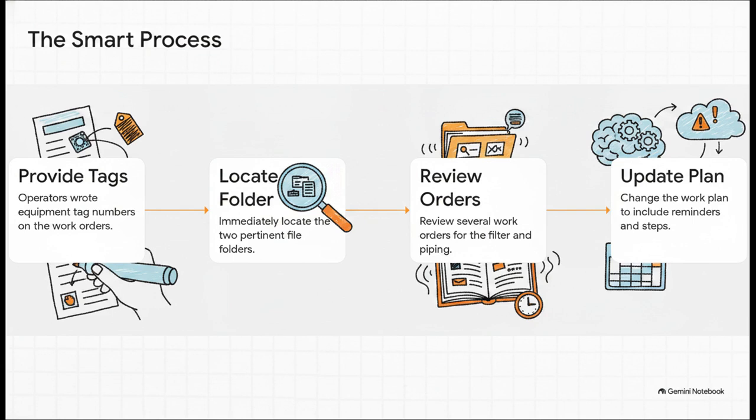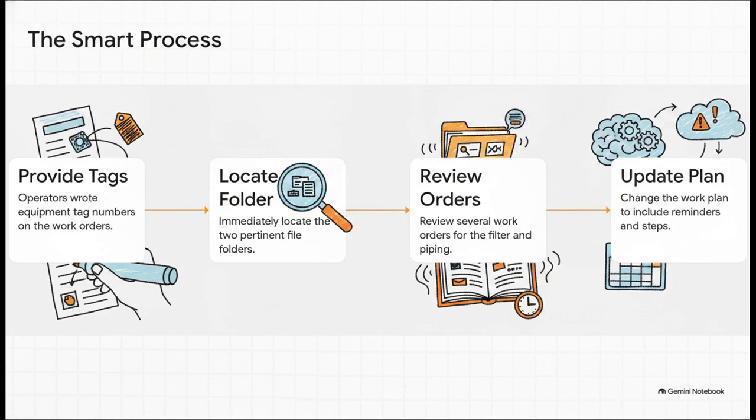Welcome to Universe B, where the difference in how these exact same tasks are handled is, frankly, incredibly satisfying. This reality is built on a seamless 4-step process. Let's move to this and see how it builds. Everything hinges on step 1. The operators actually write the specific equipment tag numbers directly on the work orders when they submit them. That one tiny little behavioral shift changes everything.